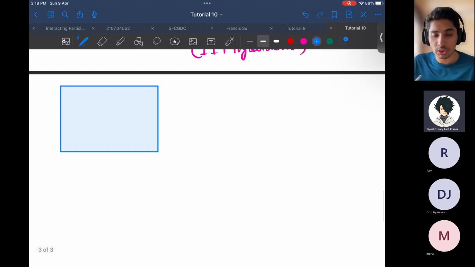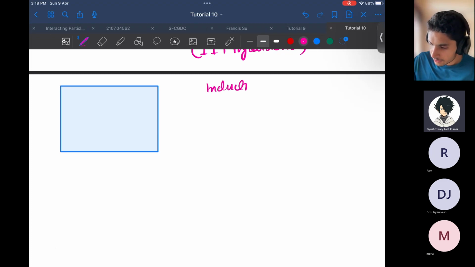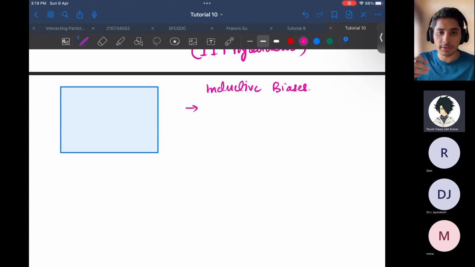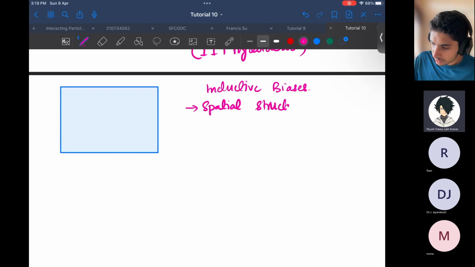So what are my inductive biases? Let me write those things. Inductive biases. First of all, the first thing that I would like this network to take into account is some spatial structure. What do I mean by that?